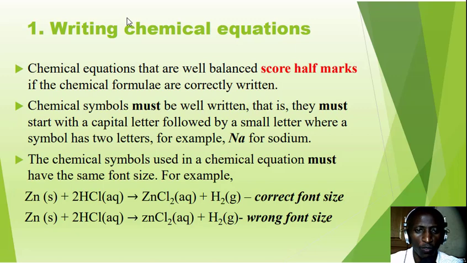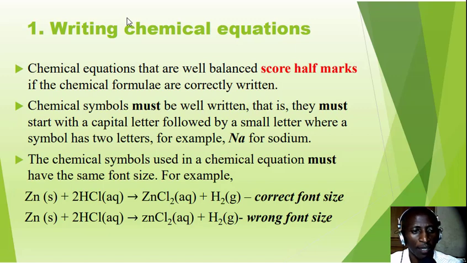However, it is important to note here that for elements whose chemical symbol has two letters, the first letter is always a capital and the second letter is a small letter. Take for example sodium. N is capital, A is small. Now, this must be obeyed also when we come to writing the chemical equation. The chemical symbols must have the same font.